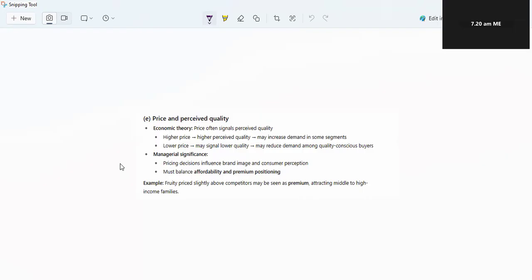So in terms of managerial significance, pricing decisions are important because they help influence brand image and consumer perception. So there must be a balance between affordability and premium positioning. So for this case, Fruity is priced slightly above the competitors. It should be a premium product. You've also seen how those who buy branded juices are far ahead of these other juices. Maybe it's because of their premium, and people will still buy.